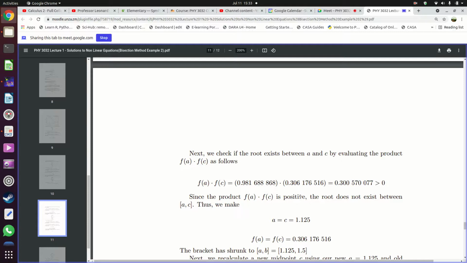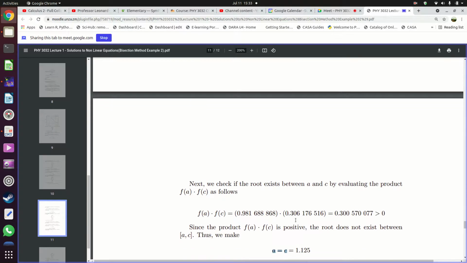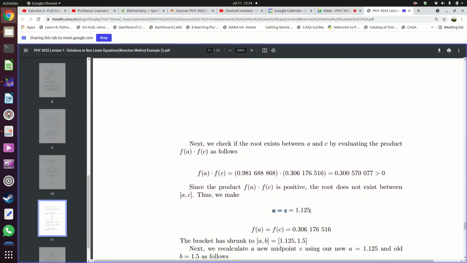Therefore, if the function has not yet crossed the x-axis between A and C, there is no root between A and C. Then we can proceed to move our lower boundary A. We move A so that A becomes C. So C now becomes A. Our value of A changes from 0.75 to 1.125. And the value of our function at the midpoint now becomes the value of f of A, which is now 0.306176516.